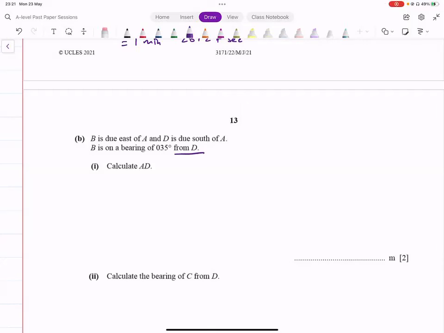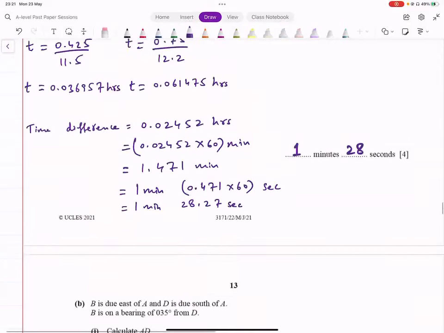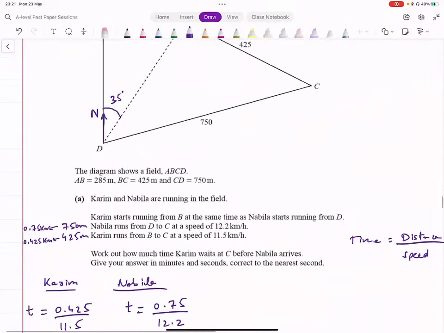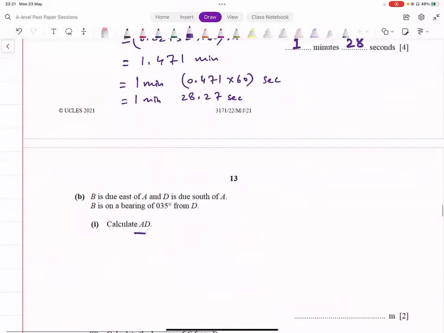तो north कहाँ पे बनेगा? From D लिखा हुआ है, D पे north बनाएंगे और वो 35 degrees की bearing बन रही होगी B की. अच्छा, let's go to the figure. Go back to the figure. डी के ऊपर जो नॉर्थ बन रहा है इससे बेरिंग B की वो 35 है, so basically this angle is 35 degrees. Okay, so that's what is given. Now what do we want? We want the length AD. AD length चाहिए.